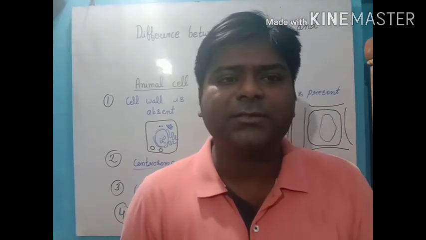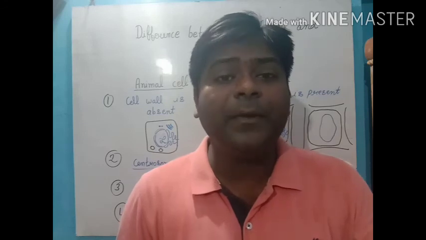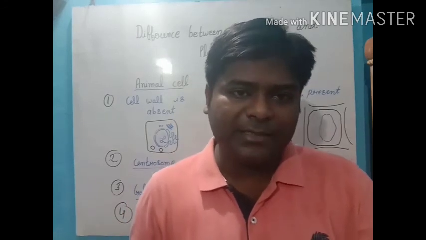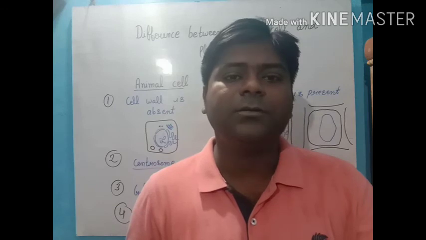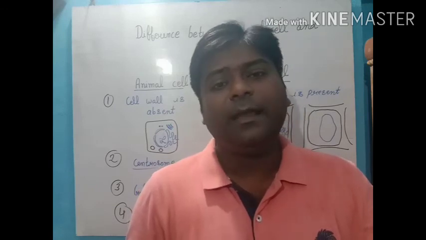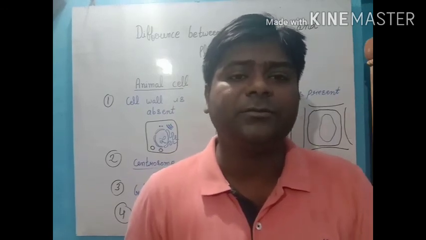So my dear students, these are the 4 basic points to discriminate between plant cell and animal cell. I hope you have understood. Thank you everyone.